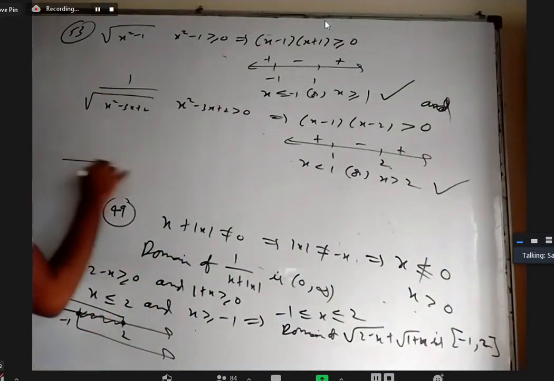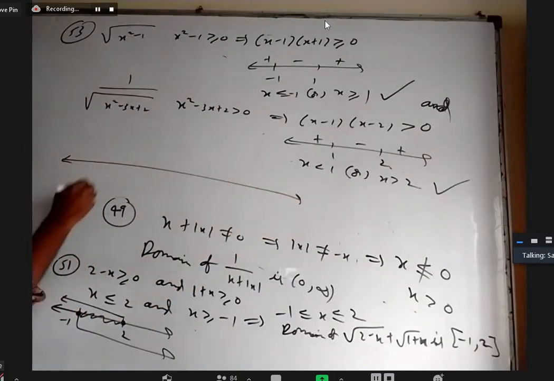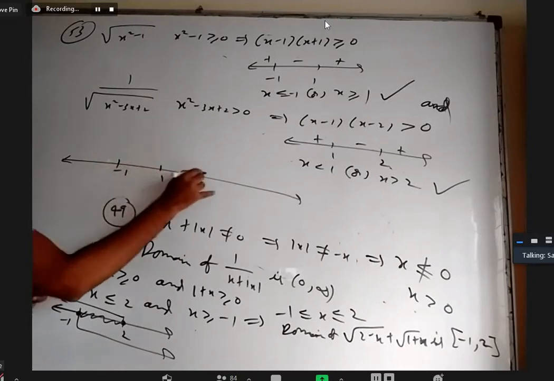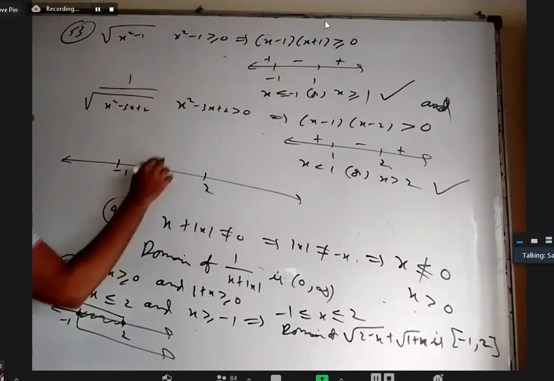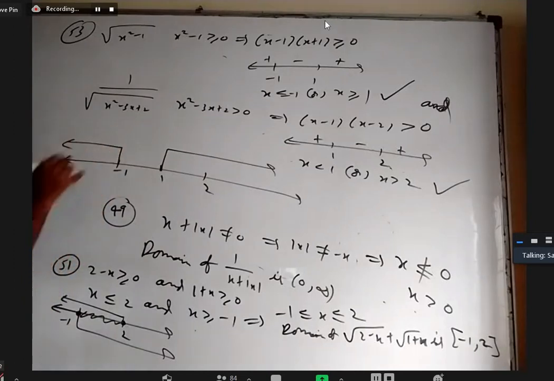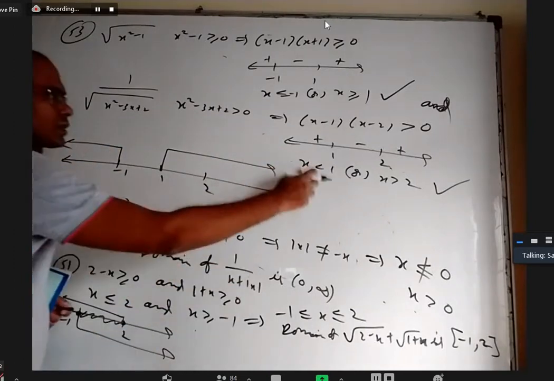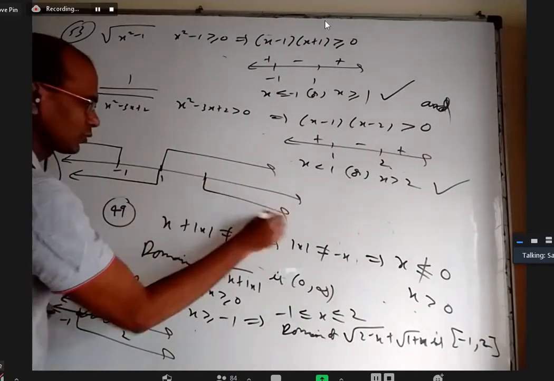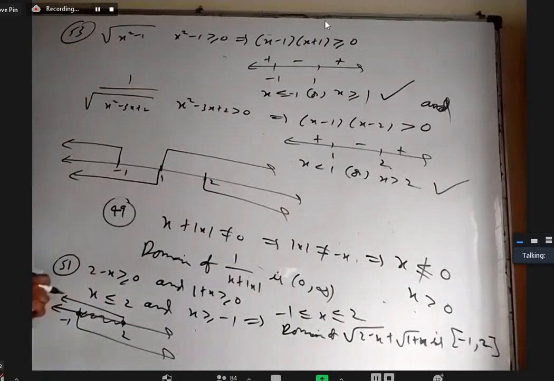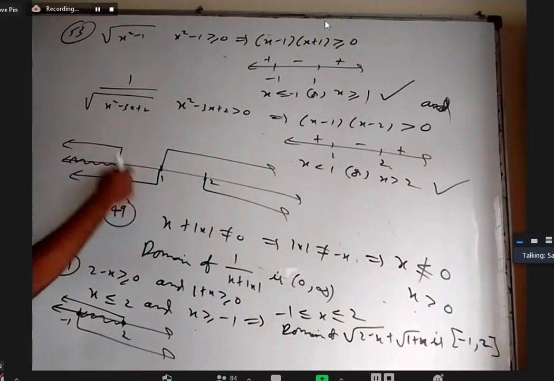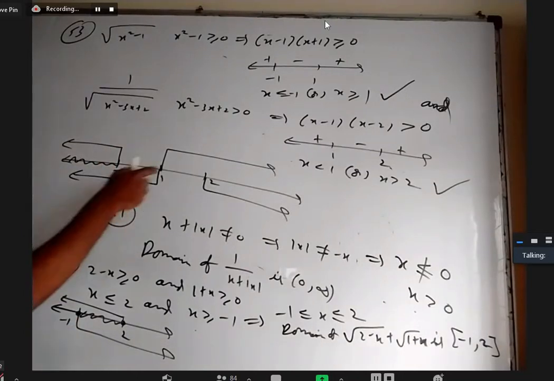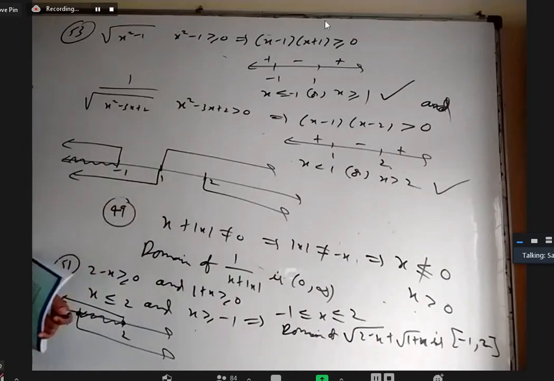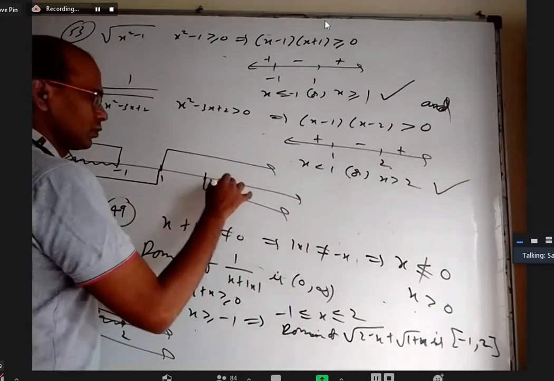So let me write on the number line both the things, minus 1, 1 and 2. According to the first one, anything less than minus 1 is okay. According to the second one, anything less than 1 is okay, and anything more than 2 is okay. What is okay for both? This region up to minus 1 is okay because both are there. Minus 1 to 1 is not okay because the upper inequality doesn't have that interval. 1 to 2 is not okay because the lower interval doesn't have that. After 2 is okay.